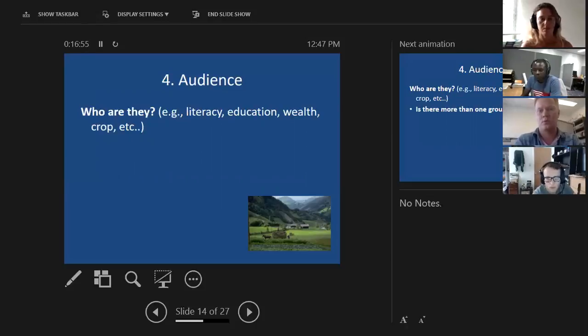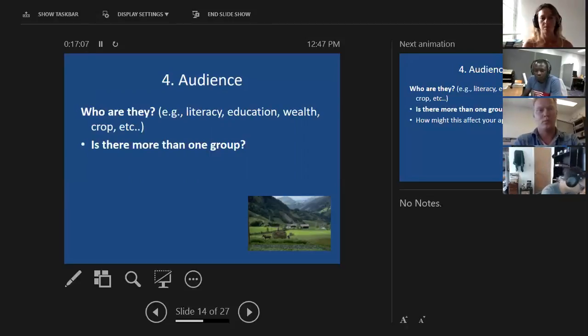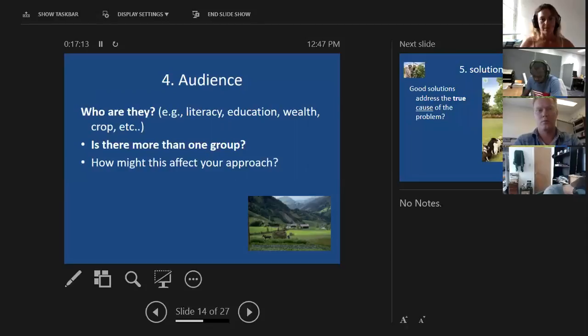On the page, if you're in country, you'd be wanting to write a description of who they are. And then associated with that, you'd want to know if there's more than one group. What do I mean by that? Can someone give me an example? What do I mean by more than one group, and how might that affect those associations?